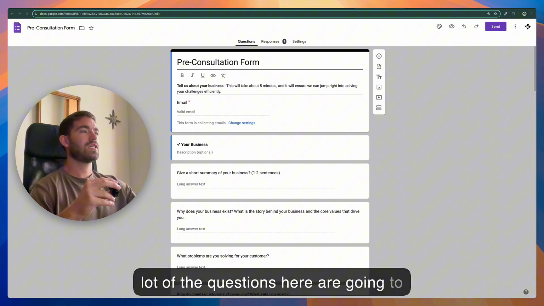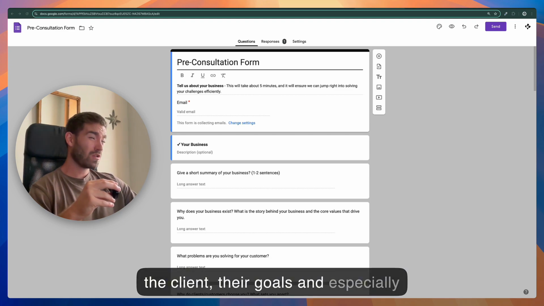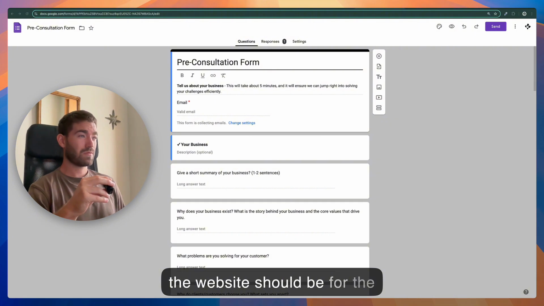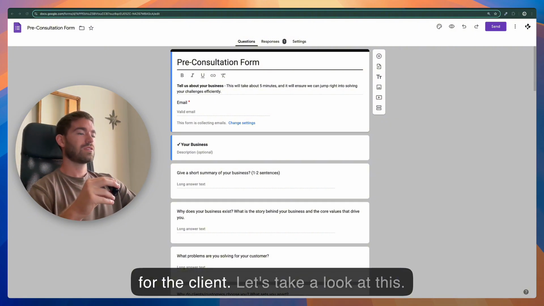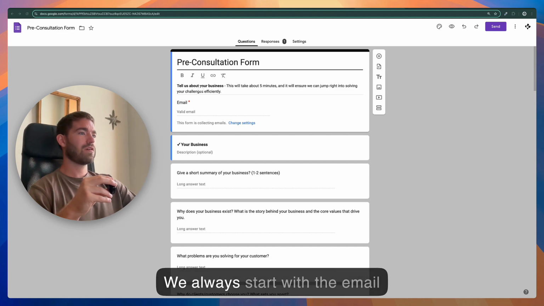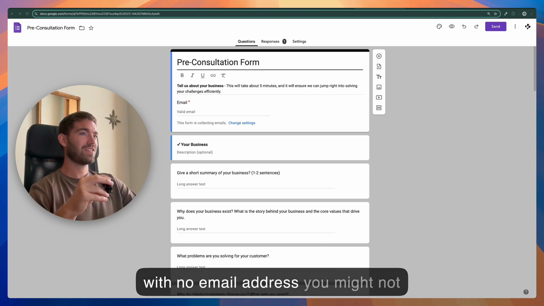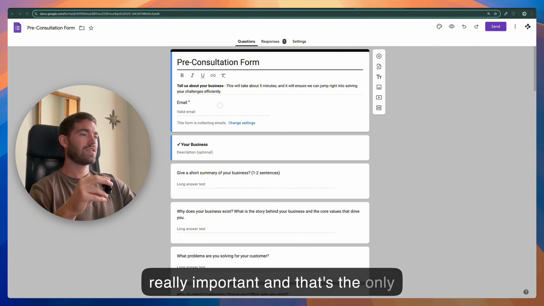A lot of the questions here are going to help you understand the business of the client, their goals, and especially their customers, because ultimately the website should be for the customer of the client, not necessarily for the client. So let's take a look at this. We always start with the email, because if you make a Google form with no email address, you might not know who filled out the form. That's really important, and that's the only required question that I have here.